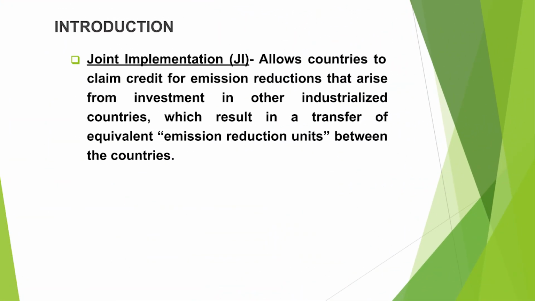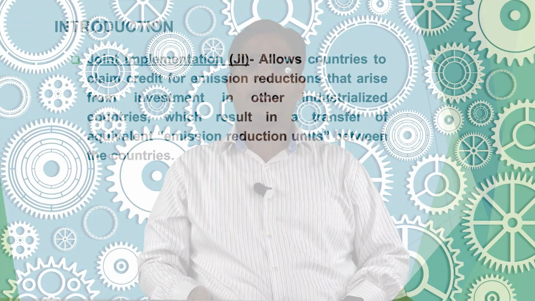The third one is joint implementation. It allows countries to claim credit for emission reductions that arise from investment in other industrialized countries, which results in a transfer of equivalent emission reduction units between the countries.